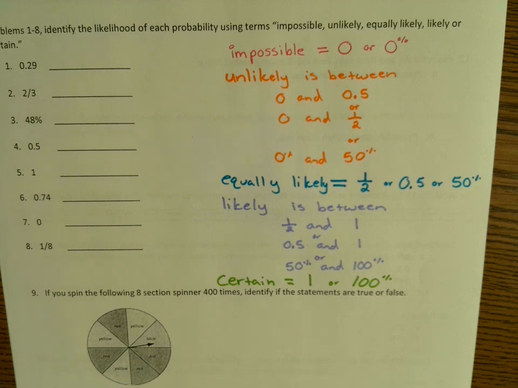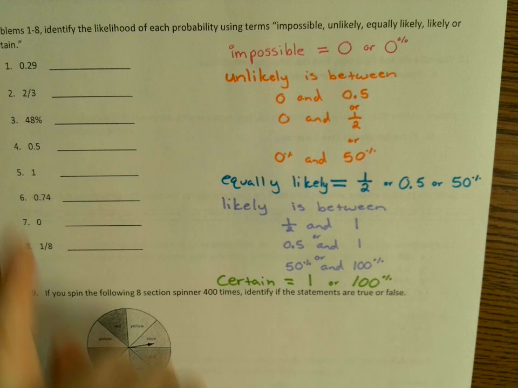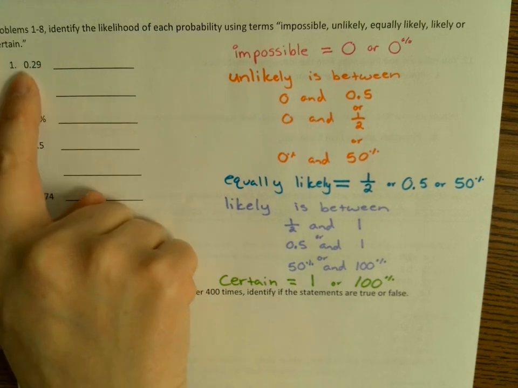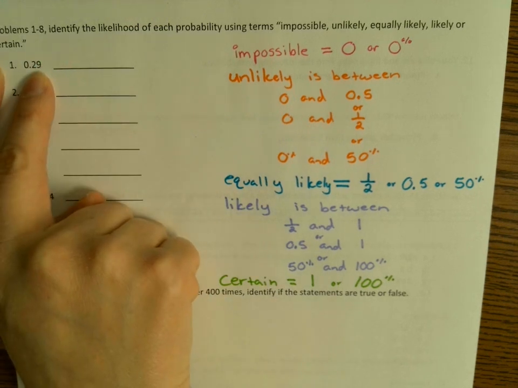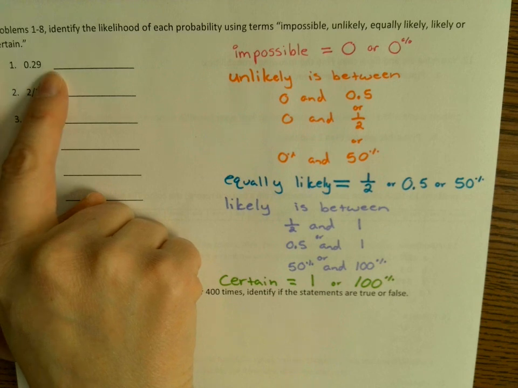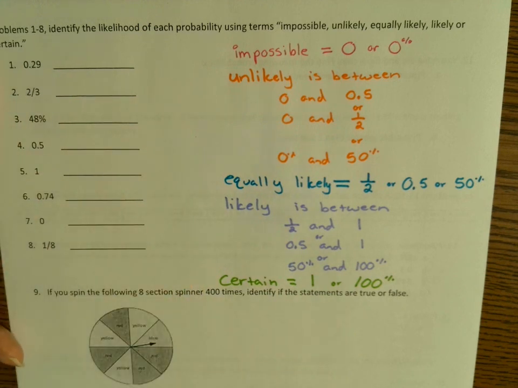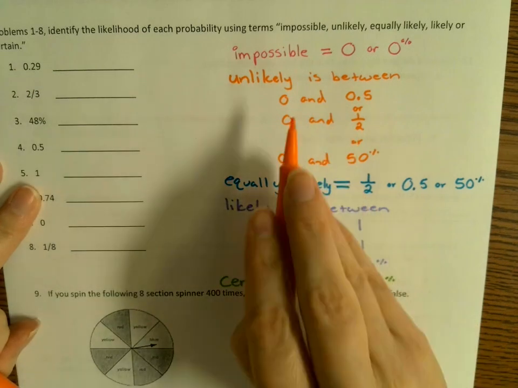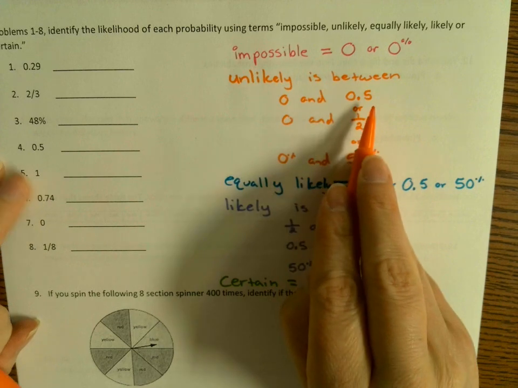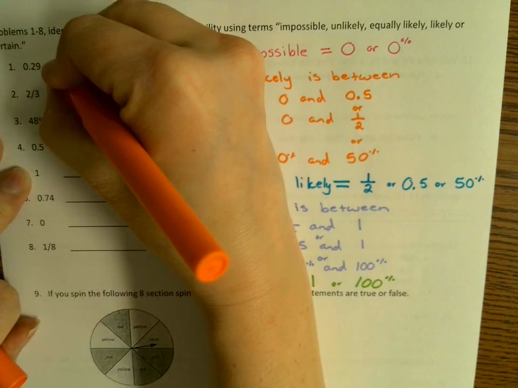Okay, so now let's take a look at these numbers. 0.29, what type of likelihood is 0.29? Unlikely. Right? It falls between 0 and 0.5. That is unlikely.